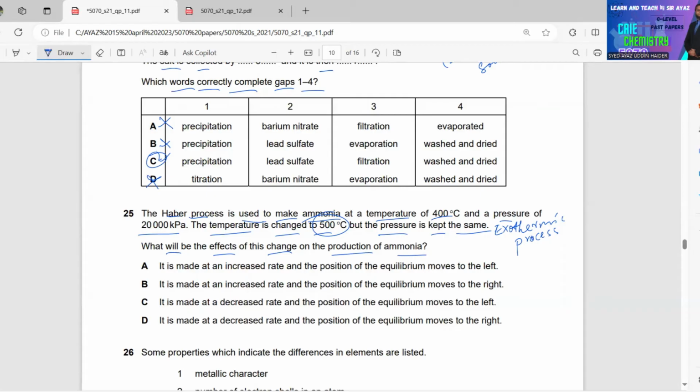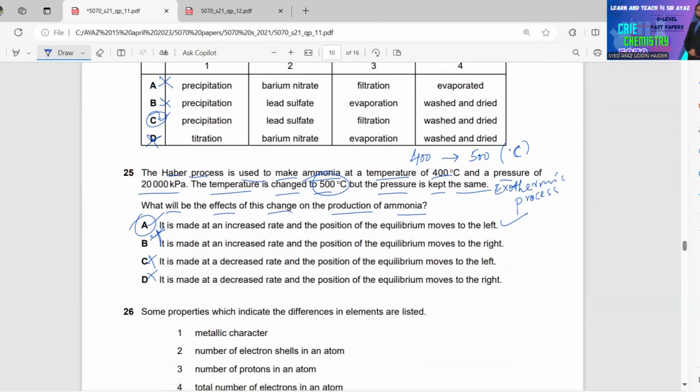So we have increased rate. So either A is correct or B is correct, C and D are incorrect. Now, what about statement A? It is made at an increased rate. This is correct. And the position of the equilibrium moves to the left. This is correct, because on the left-hand side, you have endothermic. Endothermic favors high temperature, as they have raised the temperature from 400 to 500 degrees centigrade. So choice A must be the right answer in this case.